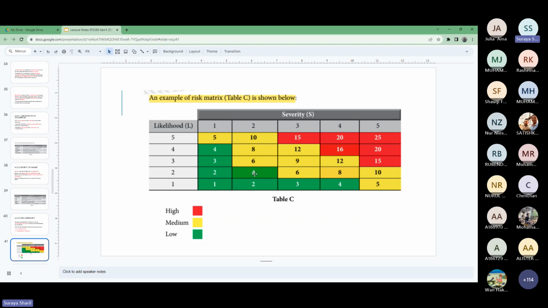So there are 3 color codes here, which are the red code, which represents high risk. So 15, 20, 25, 16, 20, 15. So this is high risk. Yellow color code, which is medium risk. And last is the low risk, represented by green color.